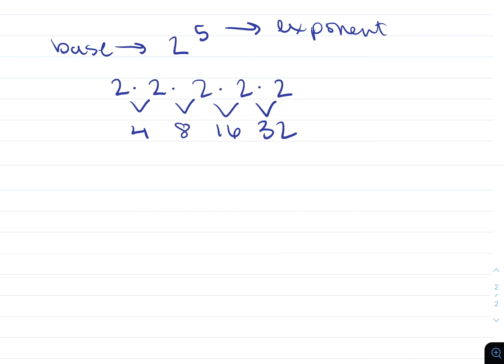Okay, so let's take a look at what a square root is and some perfect squares. So let's look back at our exponents. Let's take 3 for example. So 3 squared equals 9 because it's 3 times 3.